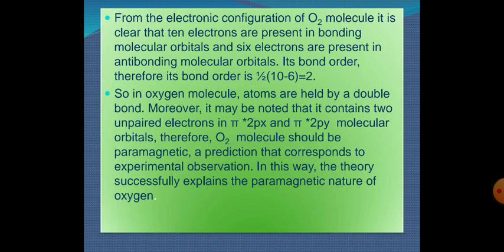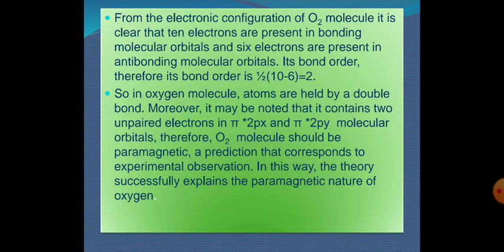Its bond order can now be determined: half of the electrons present in bonding molecular orbitals minus those in anti-bonding molecular orbitals. Here 6 electrons are present in anti-bonding molecular orbitals, so the summation of the equation becomes equal to 2. This means that if we consider the structure of the O2 molecule, we will notice double bond formation is going to take place in the oxygen molecule.